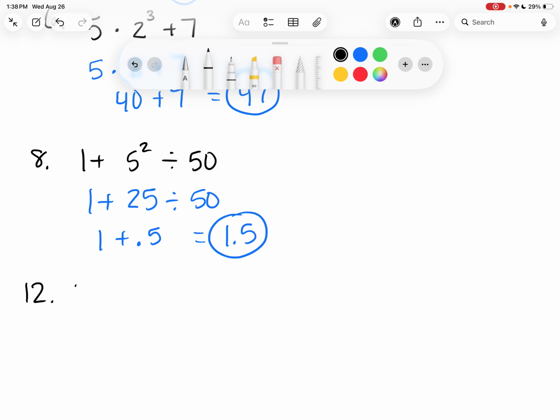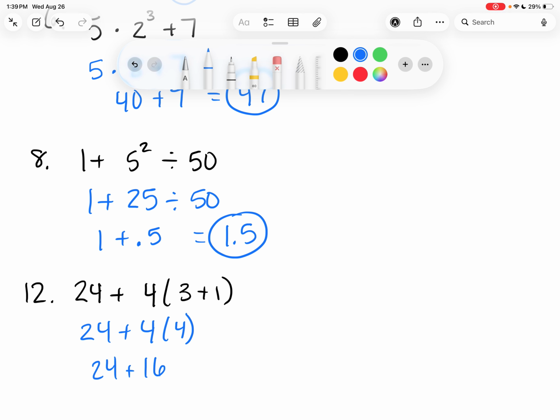24 plus 4 times 3 plus 1. That's in parentheses. What do I do first on this one? So what do I get when I do that? So I've got 24 plus 4 times 4. 4 times 4 would be next, so that'd be 16 plus 24. 40. Are we tracking so far?